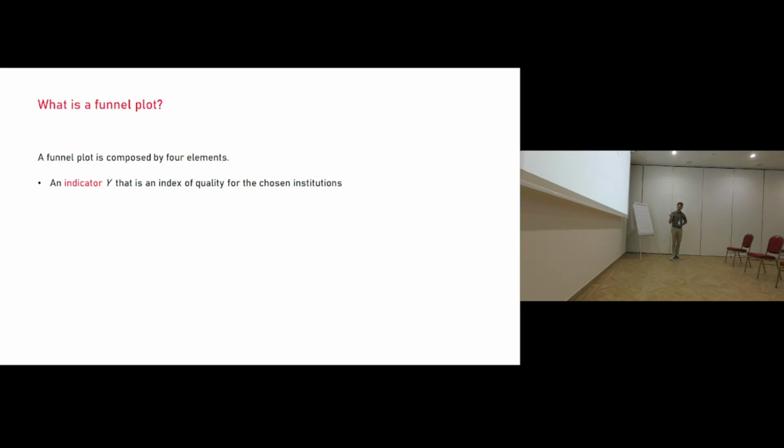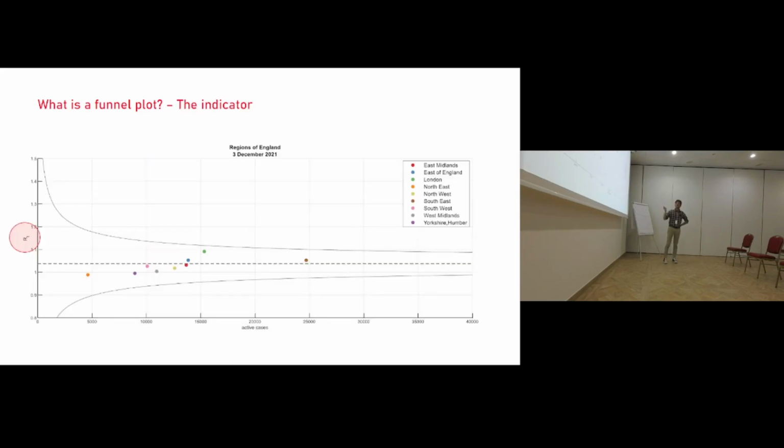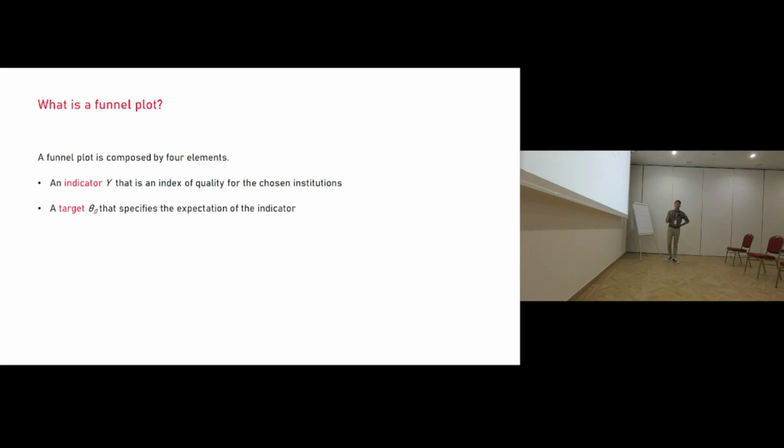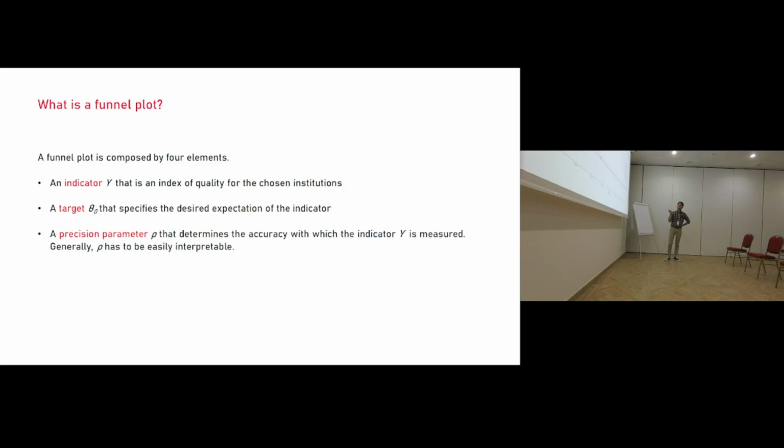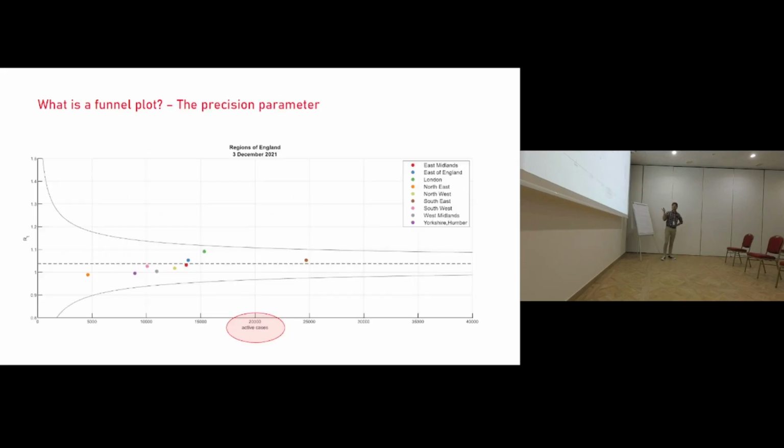Okay, more in detail, a funnel plot is composed by 4 elements. The first is indicator Y, that is the index of quality for the chosen institutions. In our example, the indicator is the Rt, the reproduction number related to the COVID pandemic. Second, we need a target, theta 0, that specifies the expectation of the indicator. In our example, the target is a little above 1, and this is represented by this dotted line. Third, we need a precision parameter, ρ, that determines the accuracy with which the indicator Y is measured. Here we have chosen the active cases.